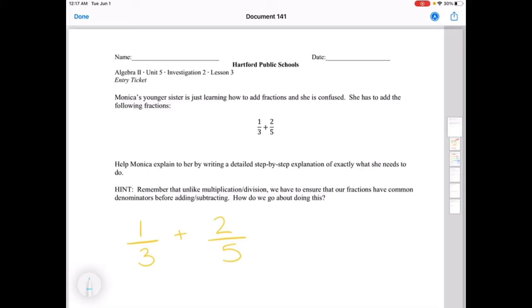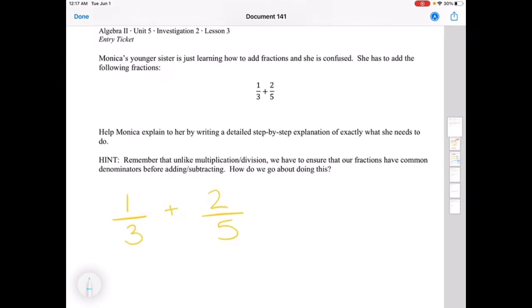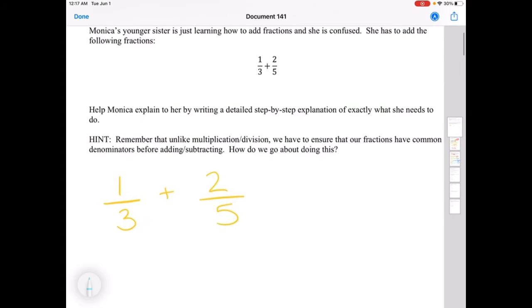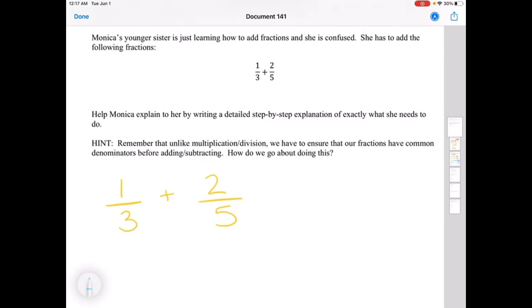This is Unit 5, Investigation 2, Lesson 3. We're going to be starting off with a simple addition problem of two fractions that have different denominators, and we're going to be doing some work today with adding and subtracting rational functions. So here, we are going to be starting off with 1/3 plus 2/5.